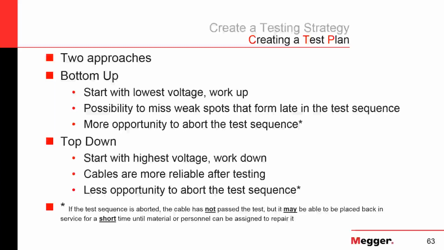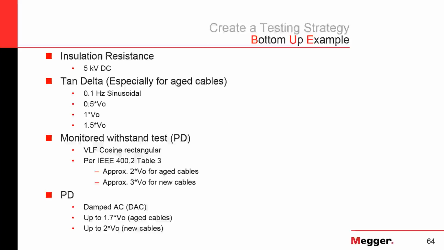Now, there's a big asterisk here. If the test sequence is aborted, the cable has not passed the test. I want to be very clear about that. The cable has not passed the test, but you may be able to place it back in service for a short time. When would you do this? If it's an inconvenient time, or material or personnel are not readily available to repair it. It's an important cable, something like that. But it's important to know that cable has not passed the test and it may fail in service. You already know that cable's got a weak spot on it.